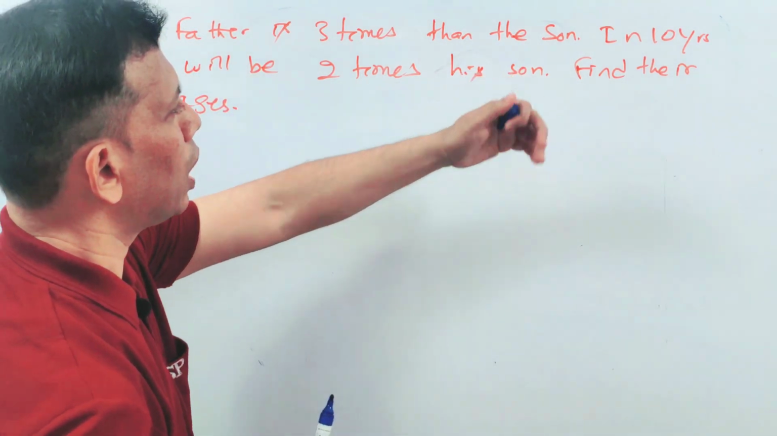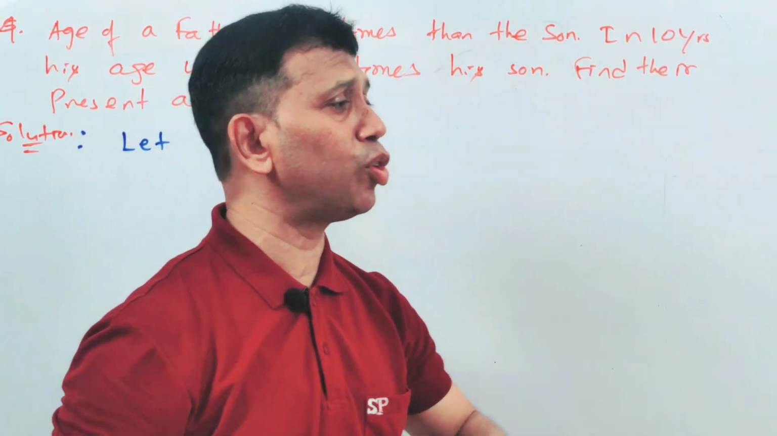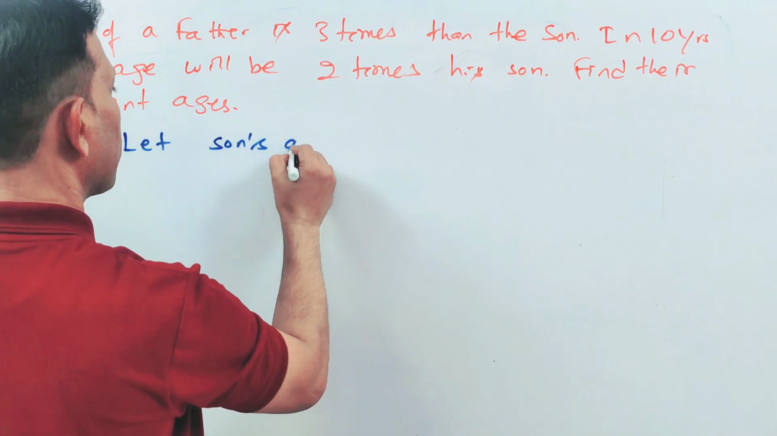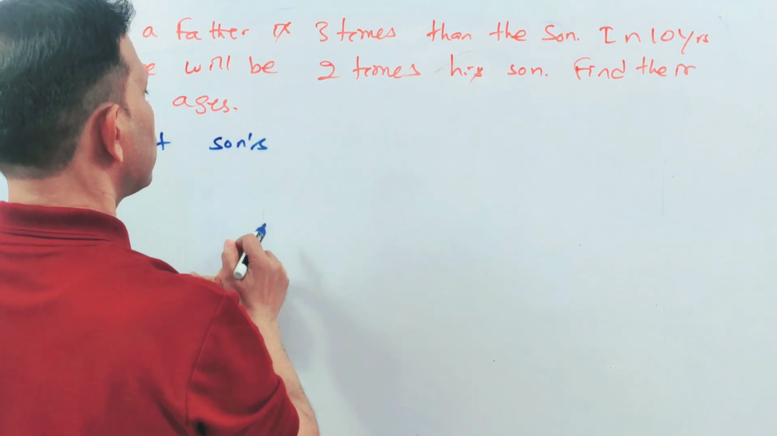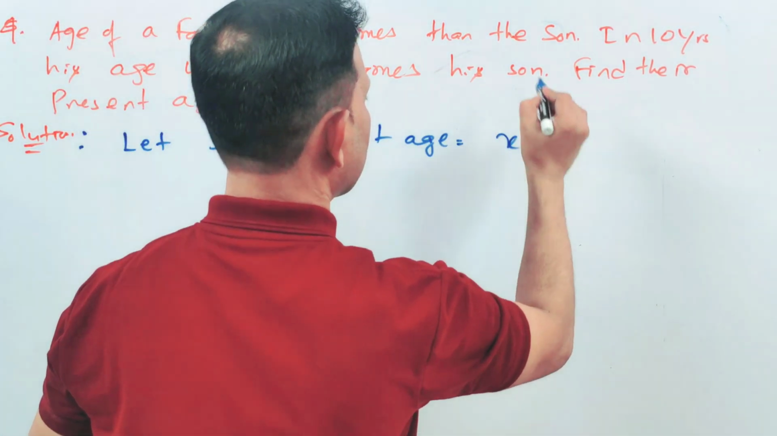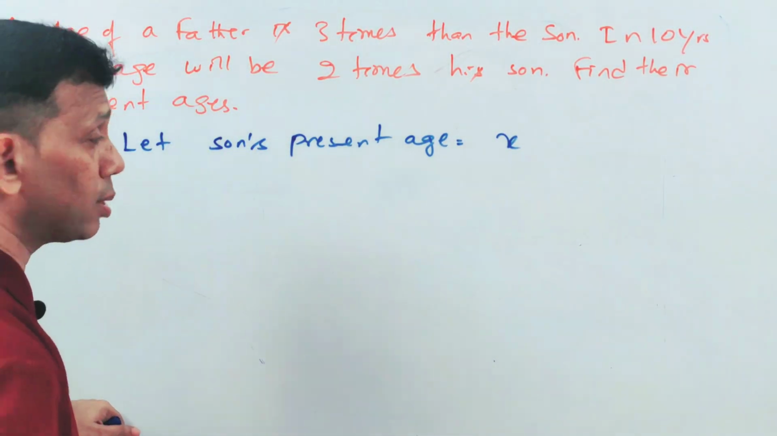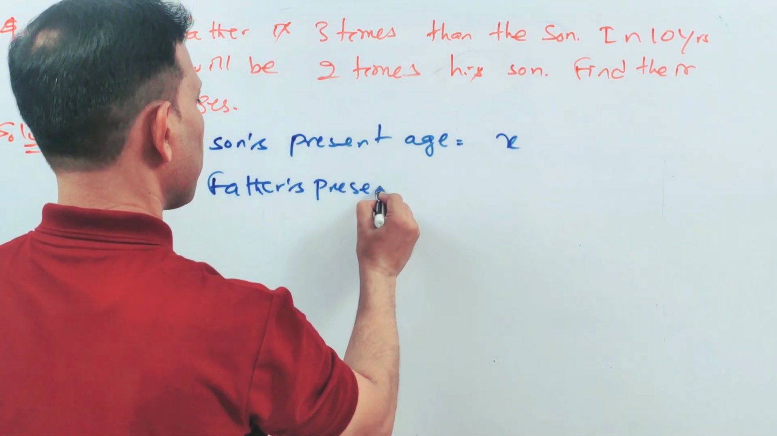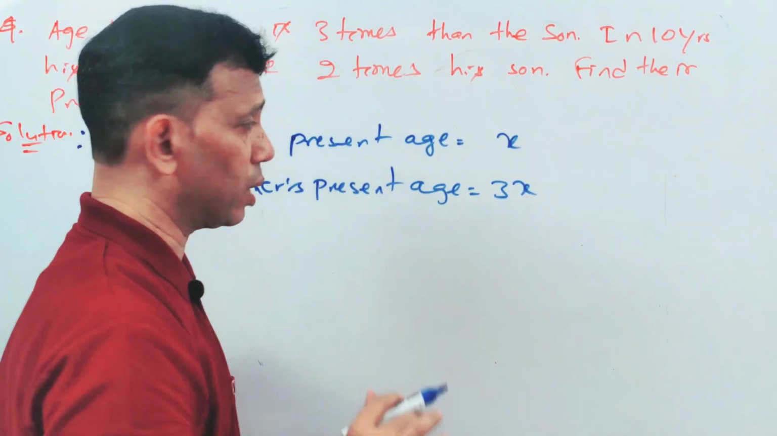So the smaller one is who? Now the son. So let the son's present age, because we will start from the present and move 10 years ahead, right? So let the son's present age be x. So how much will the father's present age be? The age of a father is 3 times the son. So the father's present age is equal to 3x, 3 times, right? So present age is done.